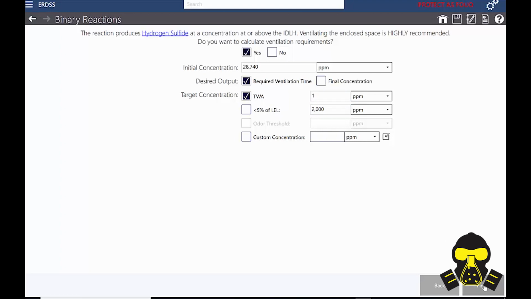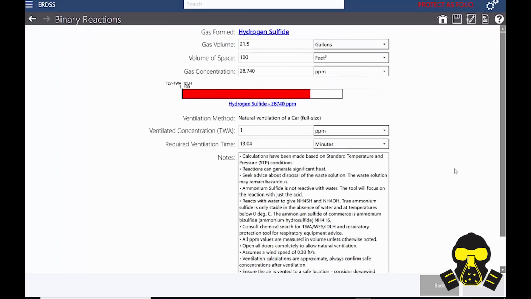Okay. We'll just say, what's the level? And this is natural ventilation of a car. With that window broken, we're going to break a window on either side, so we have cross ventilation. It's going to take us 13 minutes to get cross ventilation down to time weighted average.